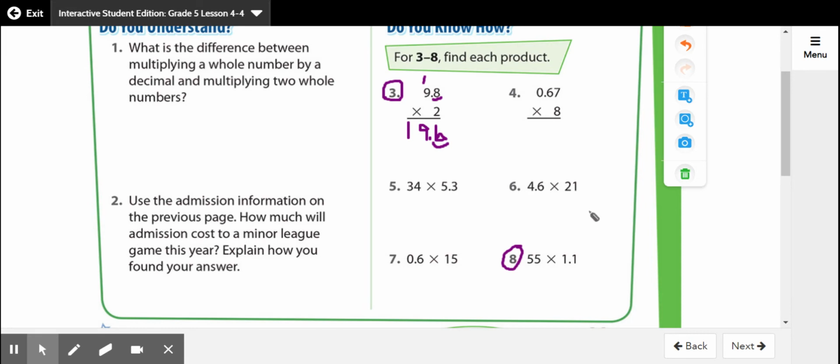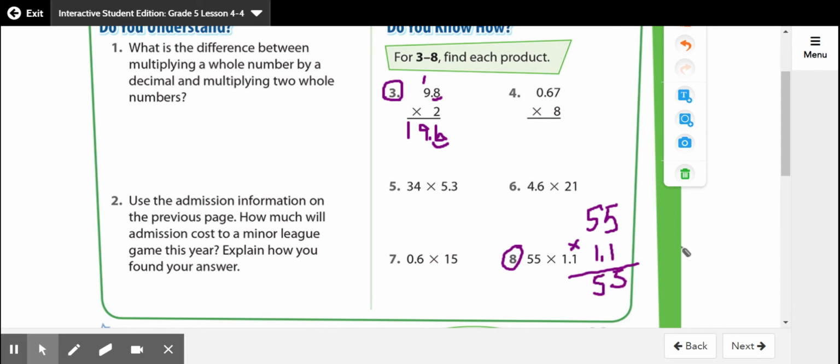I can't do it sideways like that, so I'm going to take 55. I have to stack it up. And then I'll times it by 1.1. Oh, this is going to be a little harder. Okay, so this one now I have to get two partial products and add them. So 1 times 5 is 5. Then I do 1 times 5 again is 5.